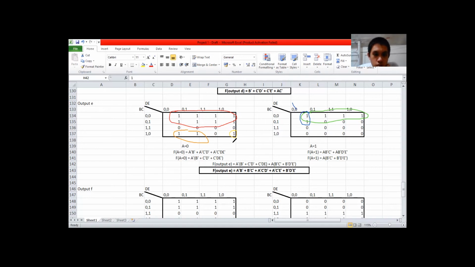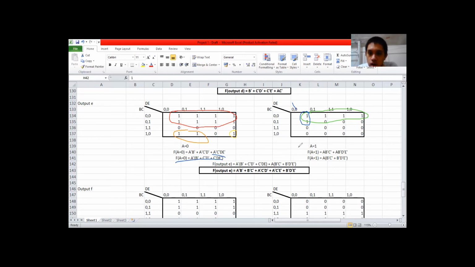Okay, the next one is the yellow group. It will become A is equal to 0, therefore this is A prime, then ANDed with B, ANDed with C prime, ANDed with D, ANDed with E prime. So it will become like this: A prime, C prime, D, and E prime. So here is the factored form of this function.